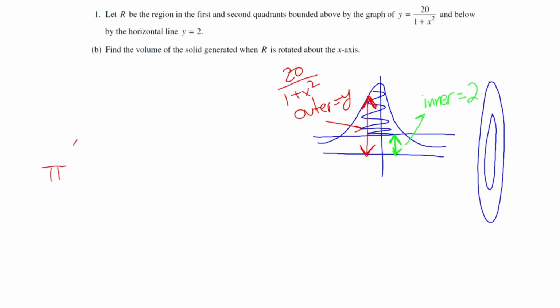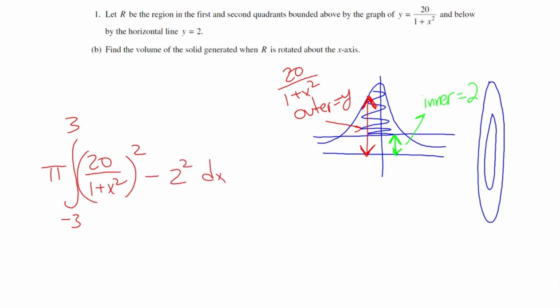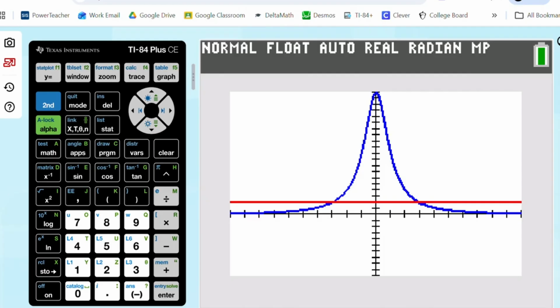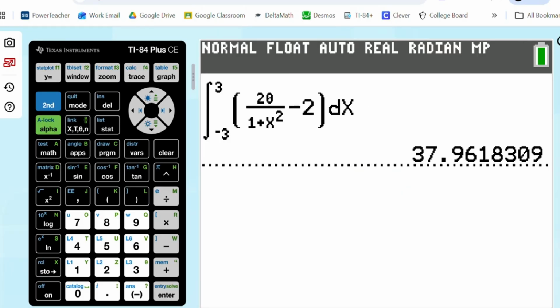So we'll put our pi out in front. Our limits will be -3 to 3. We'll do our outer radius of 20 over 1 plus x squared and square it, and subtract our inner radius of 2 squared. And then we'll just use our calculator to evaluate this. I find that oftentimes people forget to put their pi out in front, so just make sure you get that pi out in front.